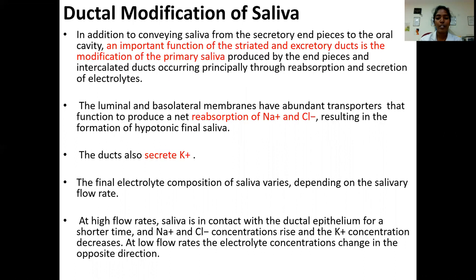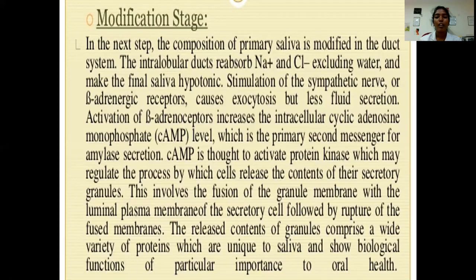The final electrolyte composition of saliva varies depending on the salivary flow rate. At high flow rate, saliva is in contact with the ductal epithelium for a shorter time. The sodium and calcium concentrations rise and the potassium concentration decreases. At low flow rate, the electrolyte concentration changes in the opposite direction. The modification stage: in the next step, the composition of primary saliva is modified in the duct system. The interlobular duct reabsorbs sodium and calcium, excluding water, and makes the final saliva hypotonic.